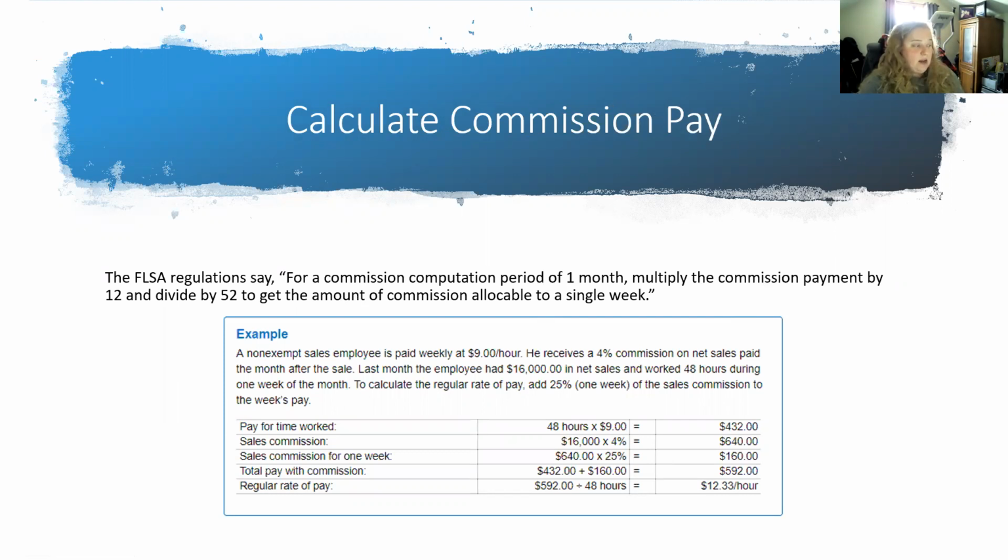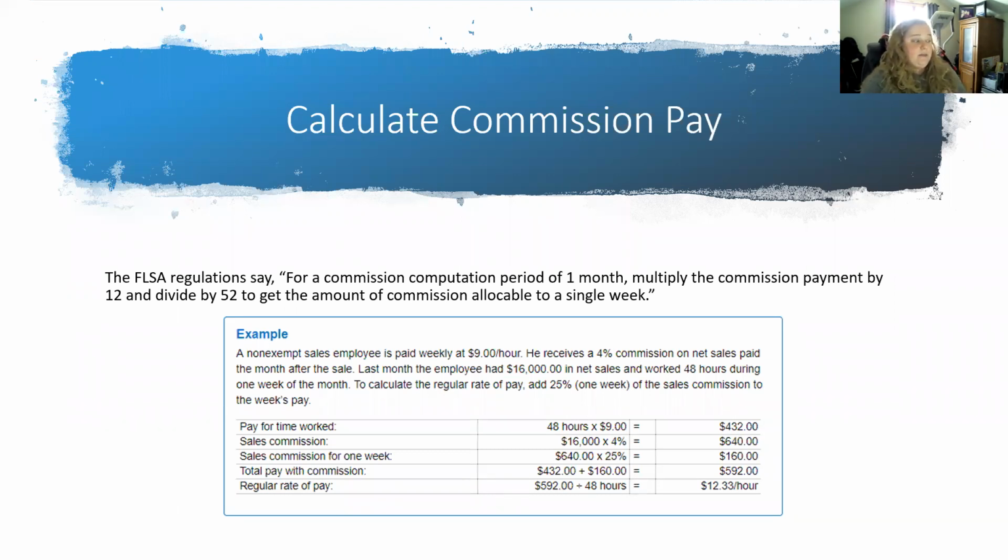So for example, a non-exempt sales employee is paid weekly at $9 per hour. He receives a 4% commission on net sales paid the month after the sale. Last month, the employee had $16,000 in net sales and worked 48 hours during 1 week of the month. So to calculate the regular rate of pay, we're going to add 25% of the sales commission. And the reason we're doing 25% is because we're taking the bonus for the entire month and we're dividing it by the 4 weeks. So that's how we got the 25% of the sales commission to the week's pay.